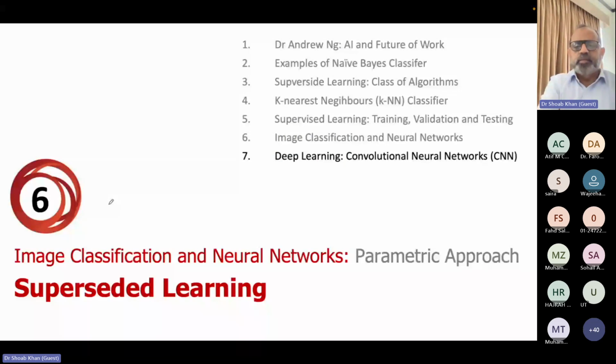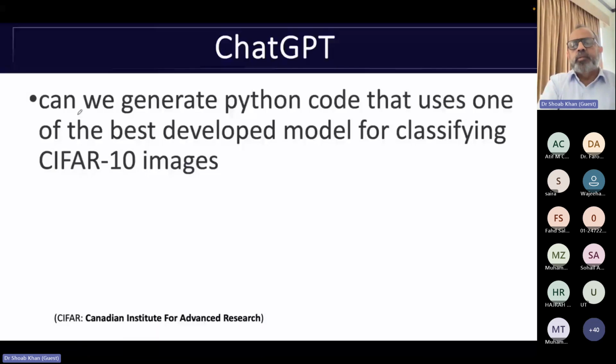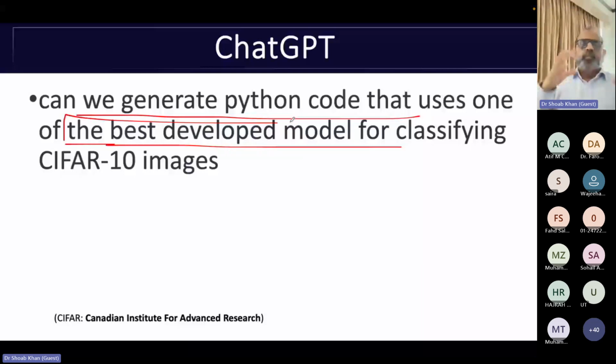An interesting thing that I did. So here is where we are going to learn about convolutional neural network. And I asked ChatGPT, can we generate Python code that uses one of the best developed models? I am not sure what ChatGPT is going to select. I said, just do the best developed model for classifying this data set, which has all these images.